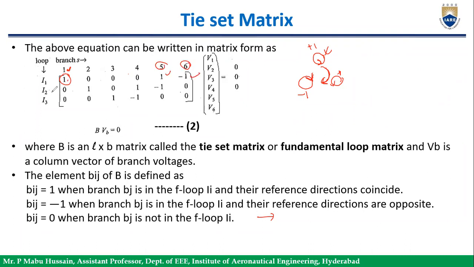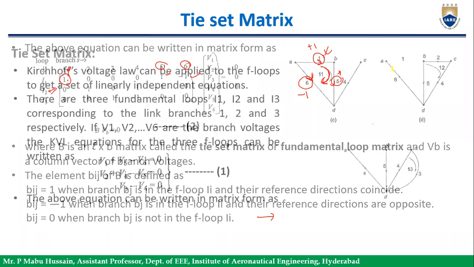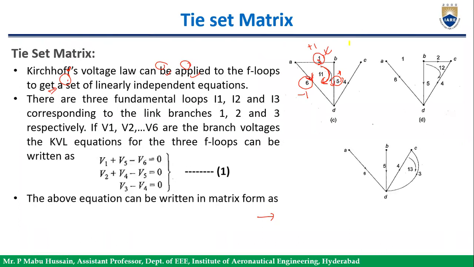Okay, so next it is the same again. You take another loop here. See here, the second loop. In the second loop, what do you have? You have elements 2, 4, and 5. The remaining elements are not in this loop, so those values will be 0.